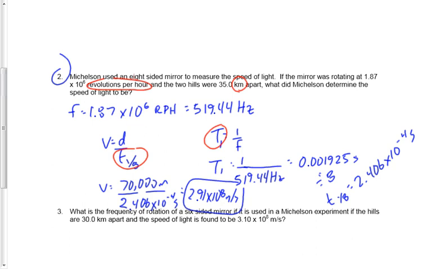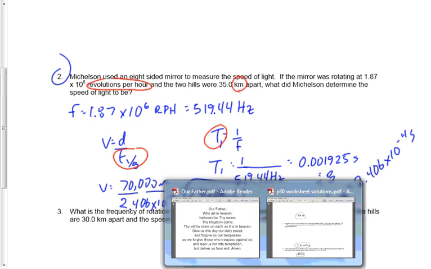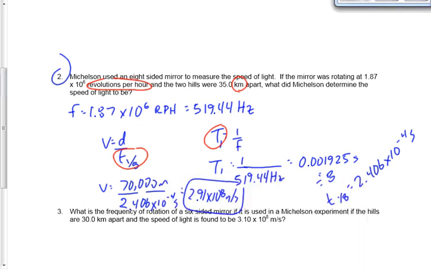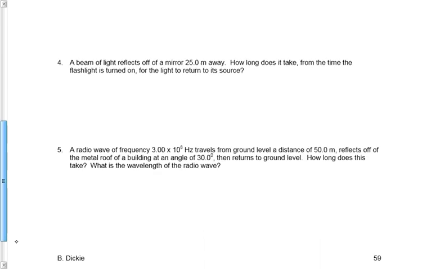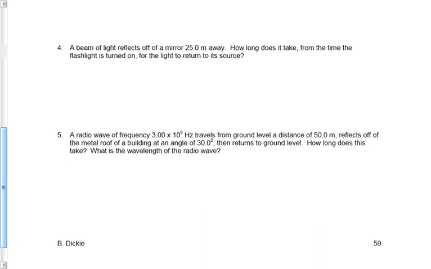The second worksheet that you had for homework was worksheet number 15. We need to go over number 5. Let's take a look at that now. It says a radio wave with a frequency of 3 times 10 to the 8 hertz. We know it's a radio wave, even if we weren't told that, because microwaves are 10 to the 9 to 10 to the 12. So it's got to be a radio wave. It travels from ground level a distance of 50 meters, reflects off a metal roof of a building at an angle of 30 degrees, then returns to ground level. How long does this take, and what's the wavelength of the radio wave?